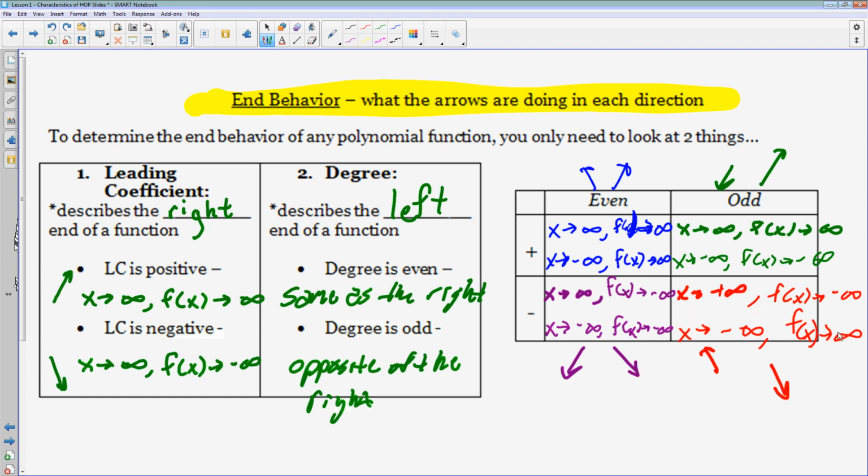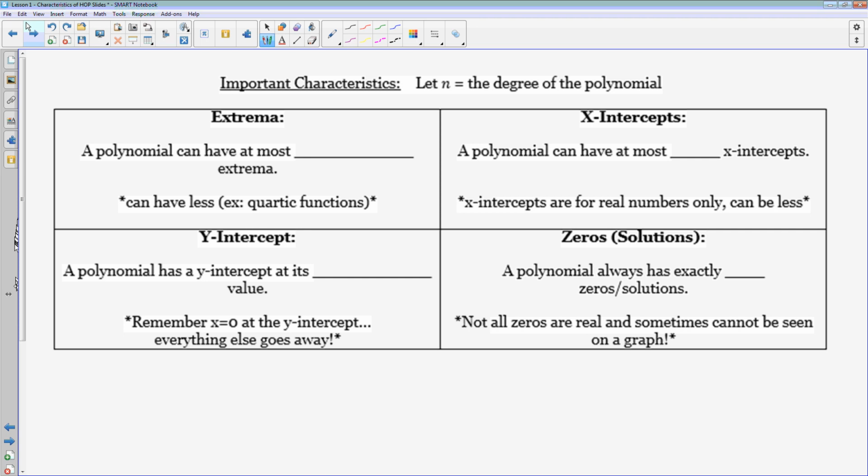We have some other characteristics that we need to be aware of. Remember, n represents the degree of your polynomial. So your extrema, a polynomial can have at most n minus 1 extrema. Remember, extrema are maximums and minimums, mountains and valleys. X-intercepts: a polynomial can have at most n x-intercepts. So whatever your degree is tells you the amount of x-intercepts you could have.